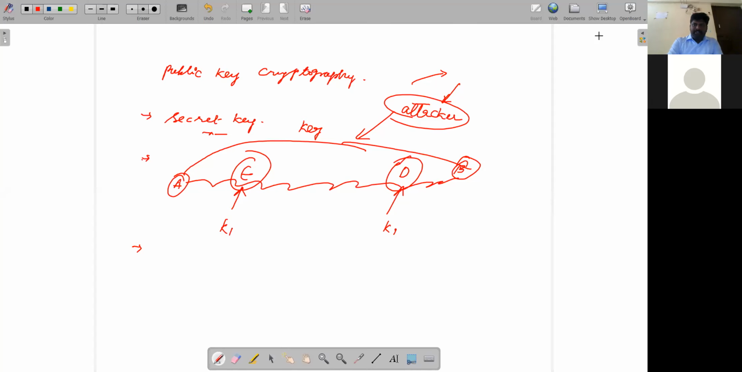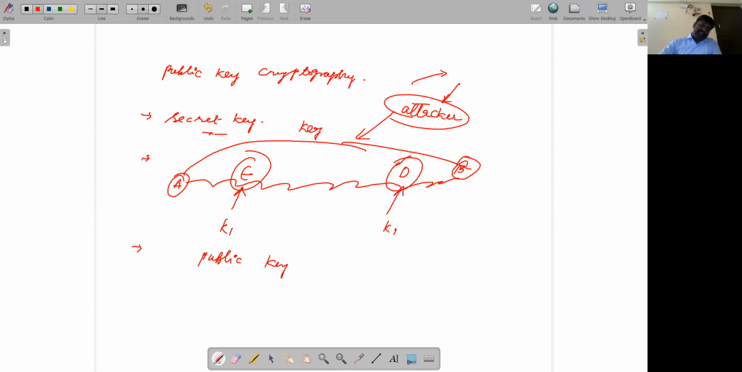I was explaining an issue through which the security of the secret key can be compromised when the key is transmitted through the network. To avoid this, we go for public key cryptography. When we use public key cryptography, this algorithm does not involve any transmission of the key. There is no need for transmitting any kind of keys.